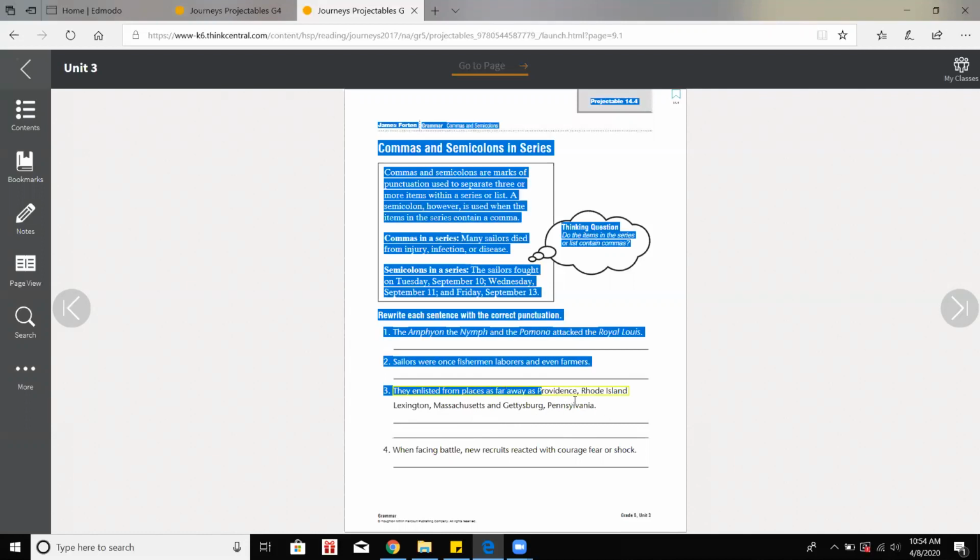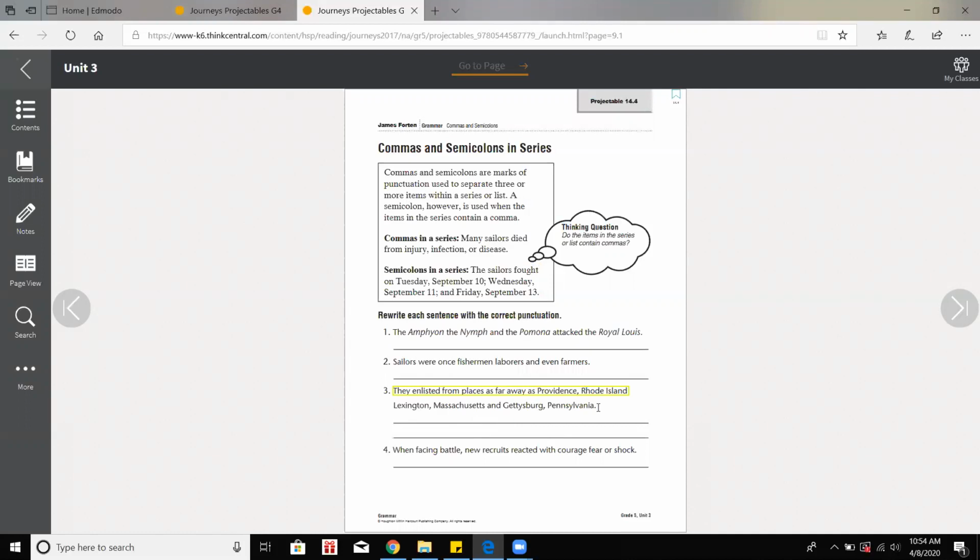As you may have figured out, this time you have to use the semicolon because you have the name of the town separated from the state using a comma. So you have to separate a set of places using a semicolon for the rest of the series. So how to do it? Think about it. Number four: when facing battle, new recruits reacted with courage, fear, or shock. You have a collection or a list of reactions right here. Where to put the comma?